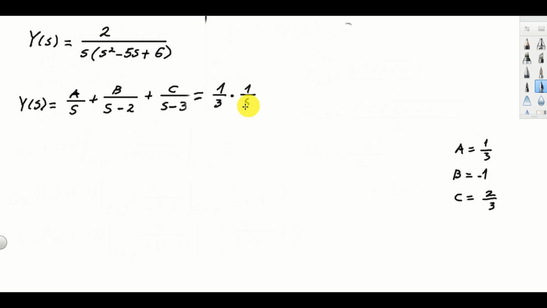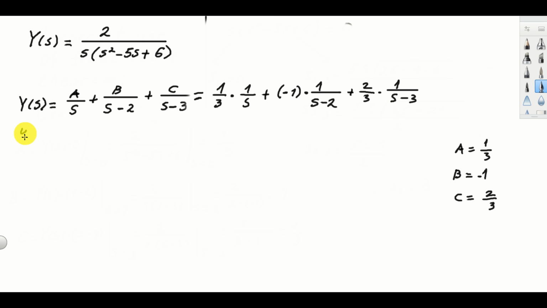Consequently, if we substitute the values, we obtain A is 1 over 3, that is 1 over 3 multiplying 1 over s, plus minus 1 for B multiplying 1 over s minus 2, and plus 2 over 3 multiplying 1 over s minus 3.